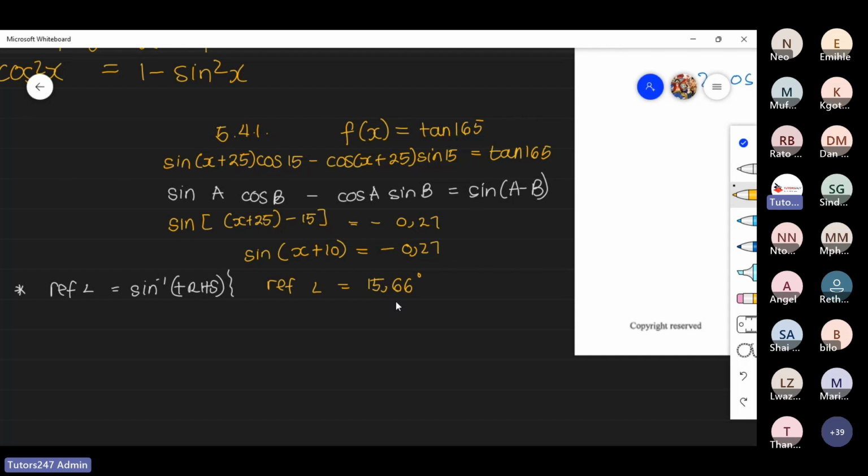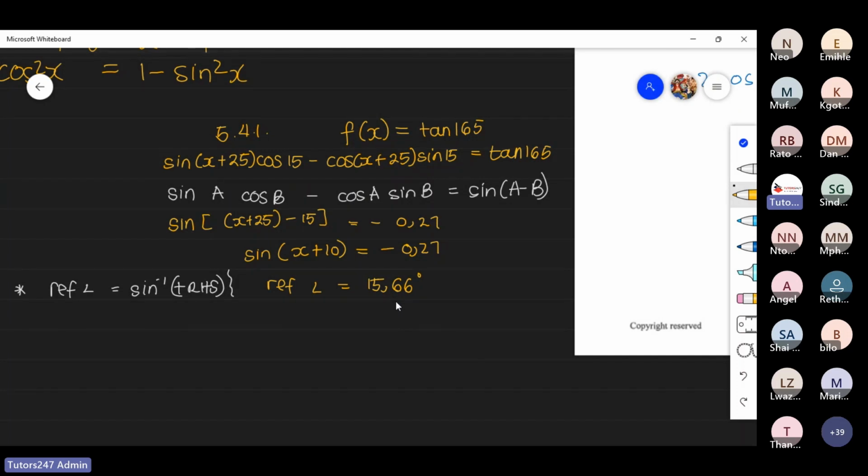Next, we need to identify which quadrants sine is positive or negative in. Now, if you look at our second last step, sine of x plus 10 equals negative 0.27. We are now stating, or the question is now stating, that sine is equal to a negative value. That is negative 0.27. So that means that we need to get sine in the quadrants whereby it is negative.